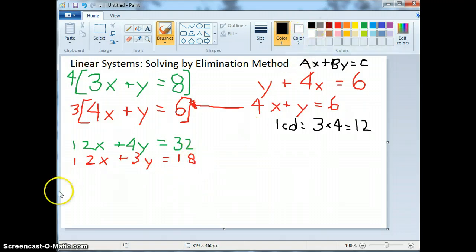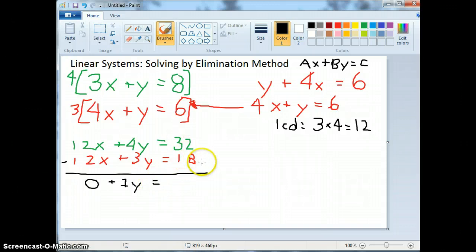Alright, now we're going to do the elimination part, and this is basically just like subtraction. So imagine that you're subtracting off everything in order. You have 12x minus 12x, that gives you 0. Okay, so all your x's are gone now. Now you have 4y minus 3y, and that gives you a positive 1y. 32 minus 18, well, that gives you 14. And from this elimination method, now we know that y is equal to 14.